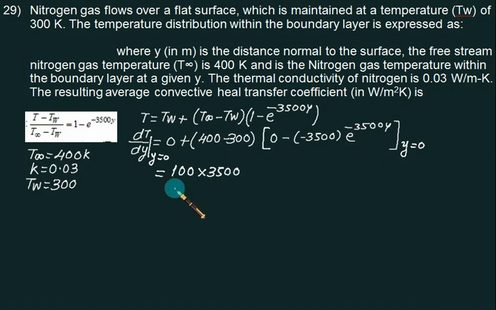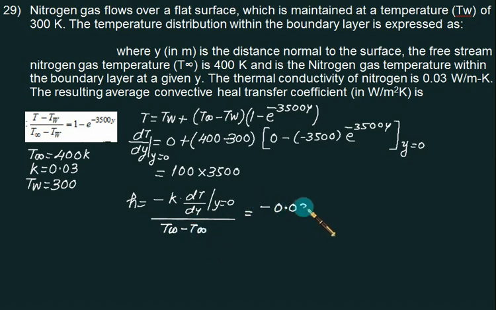So we have h equals minus k into dT/dy at y equal to 0 upon Tw minus T infinity. So we have minus 0.03 into 100 into 3500 divided by Tw, 300 minus 400. The answer is 105.